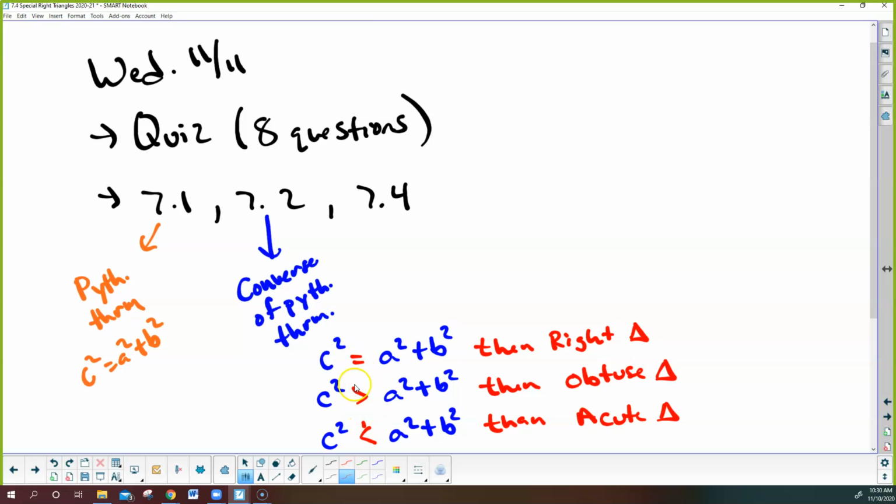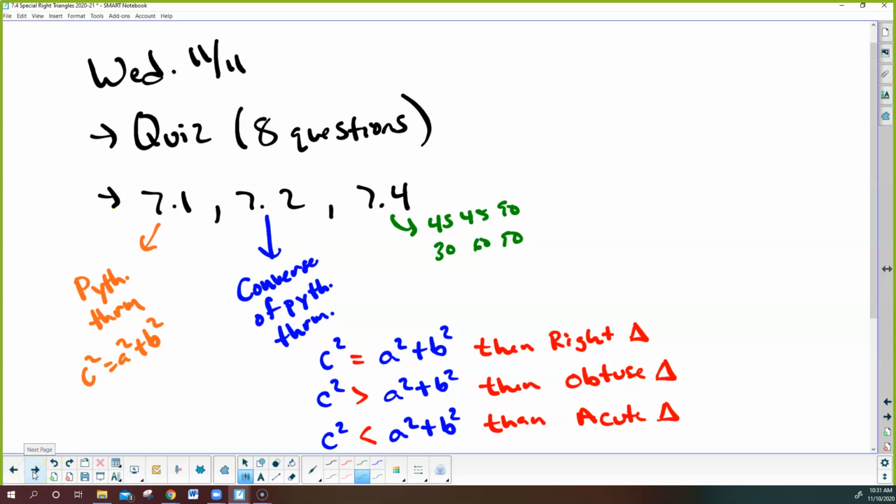These relationships, the way I think of it, greater than means obtuse, but that's only true if you put c squared on the left-hand side. All right? And then what we learned here is your 45, 45, 90, and your 30, 60, 90 triangles. So that's the quiz. Please make sure you have done these homework, and then that's what we're doing tomorrow.